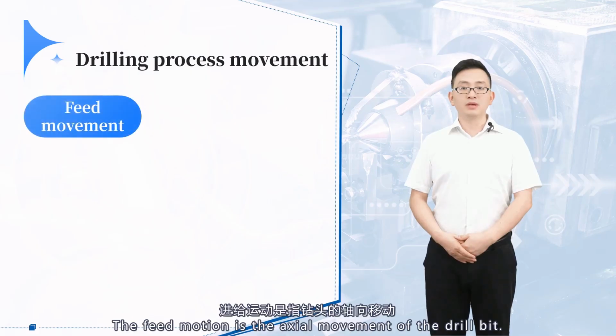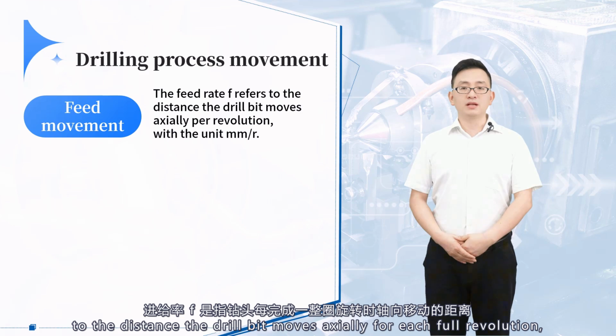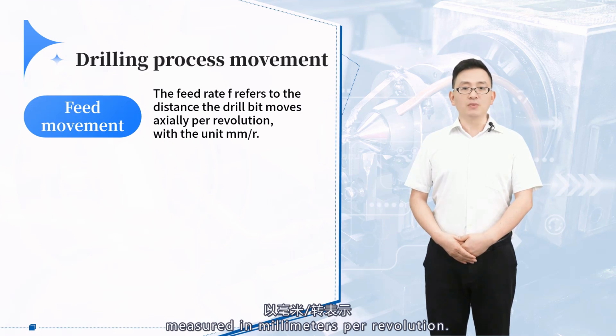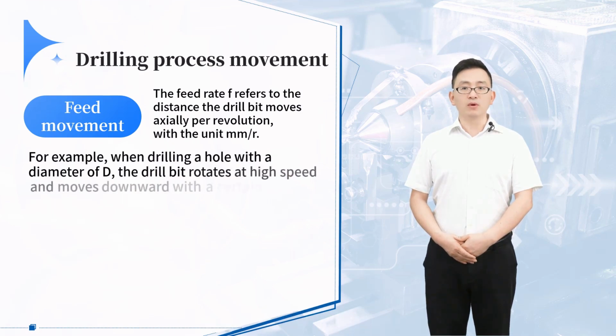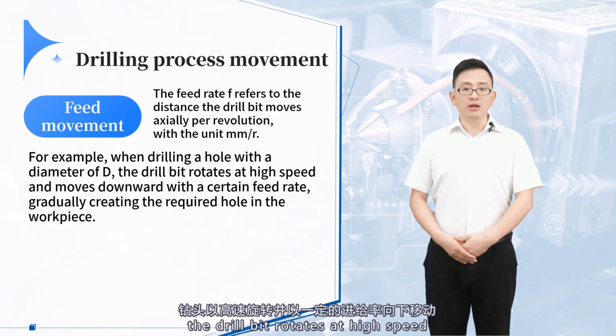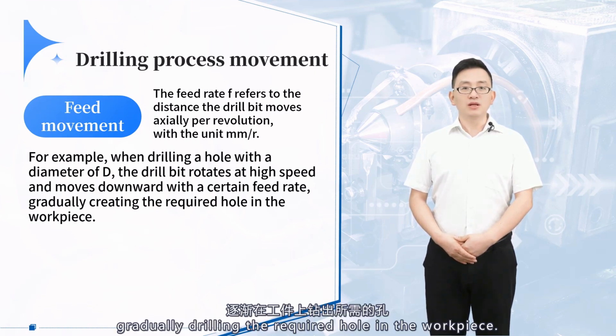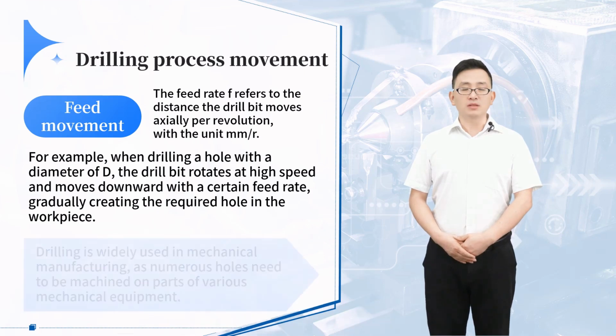Feed motion. The feed motion is the axial movement of the drill bit. The feed rate f refers to the distance the drill bit moves axially for each full revolution, measured in millimeters per revolution. For example, when drilling a hole with a diameter of d, the drill bit rotates at high speed and moves downward with a certain feed rate, gradually drilling the required hole in the workpiece.